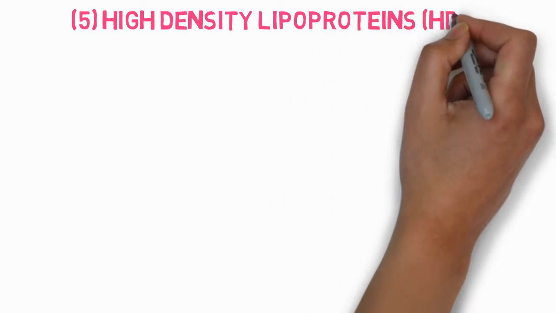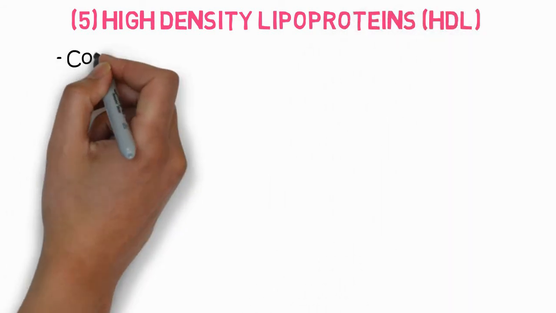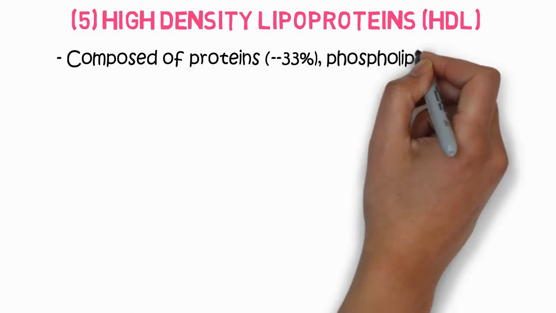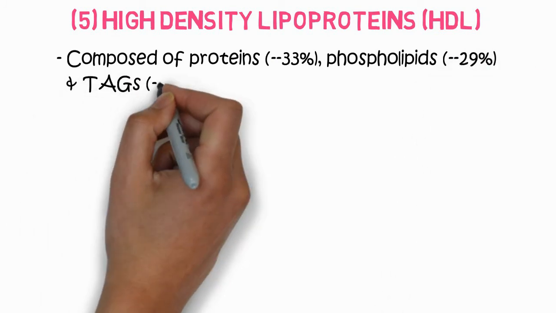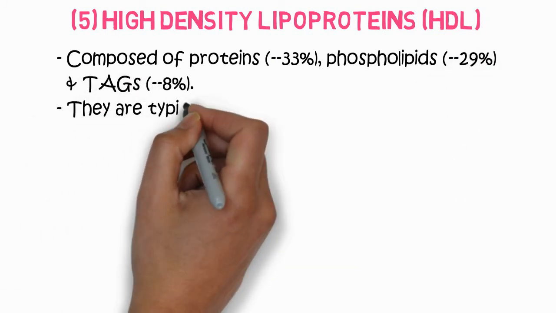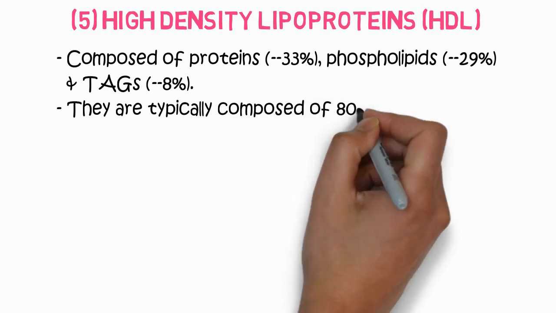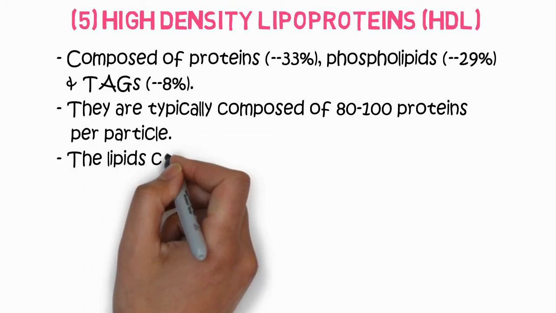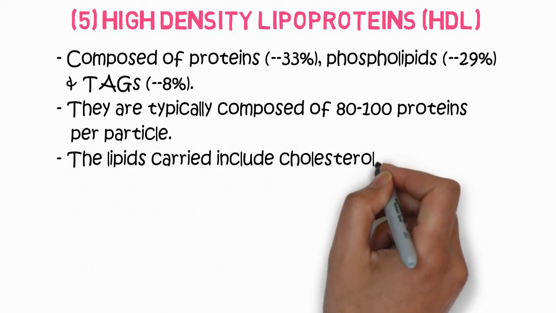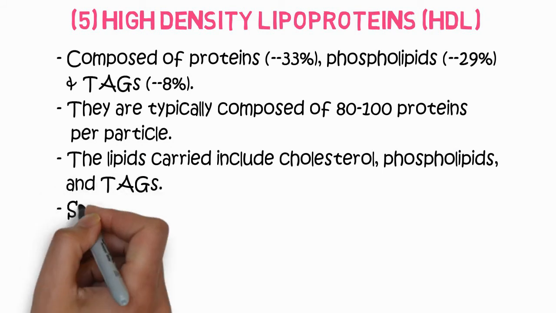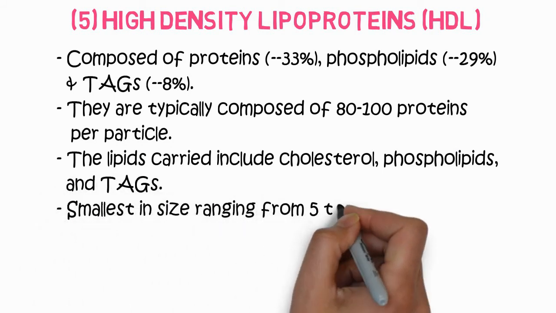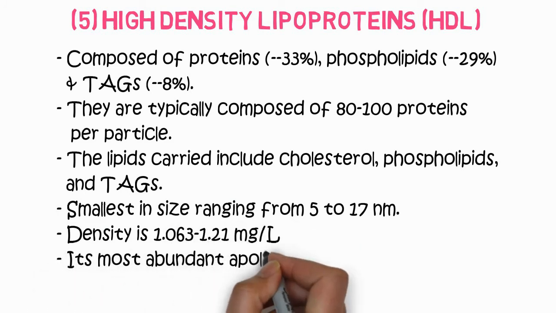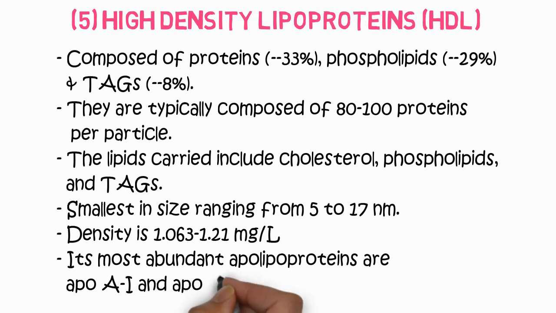The fifth class is high density lipoprotein, HDL. This class is made of proteins about 33%, a high amount, phospholipid about 29%, and triglyceride 8%. They are typically composed of 80 to 100 proteins per particle. The lipid carried includes cholesterol, phospholipids, and triacylglycerols. HDL is the smallest in size, ranging from 5 to 17. They have a density higher than 1.